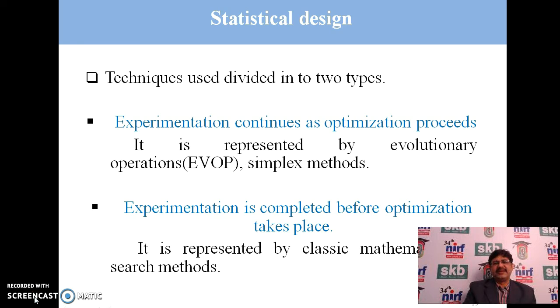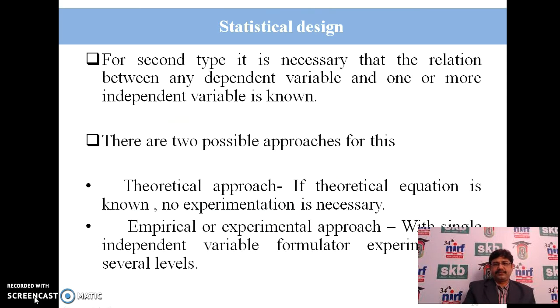Now, what is statistical design? Basically, statistical design is a technique divided into two types. In the first, experimentation is continued as optimization proceeds, as in EVOP, that is called evolutionary operations, and the simplex method. And second, experimentation is completed before the optimization takes place. That is represented by the classical mathematical model, and second is the search method.